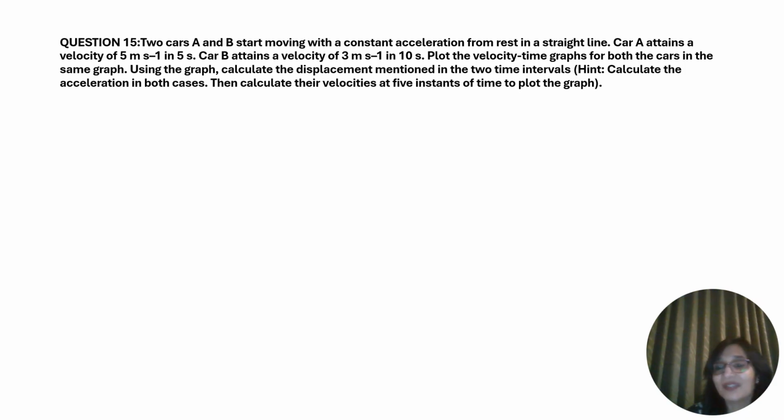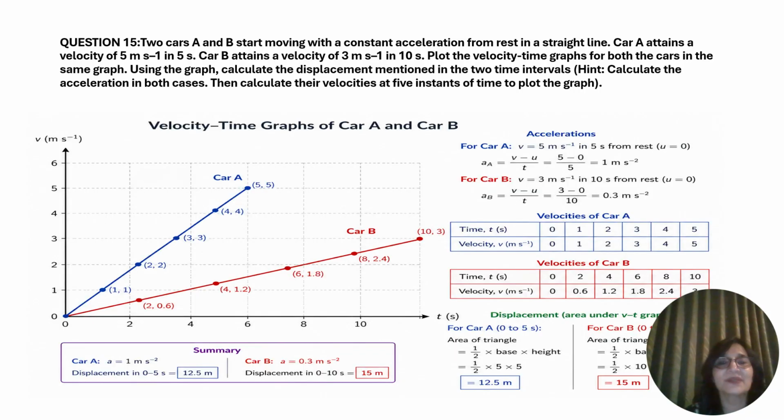They have given us the hint as well. Calculate the acceleration in both the cases. Then calculate the velocity at 5 instants of time to plot the graph. Let's understand this. Yes, so this is the velocity time graph of car A and car B. This blue line, what you see, is your car A.